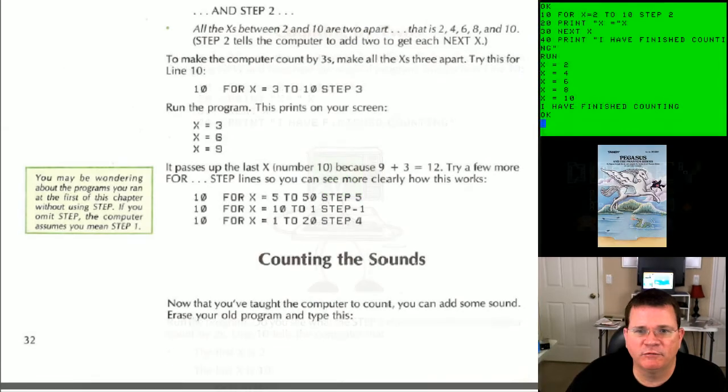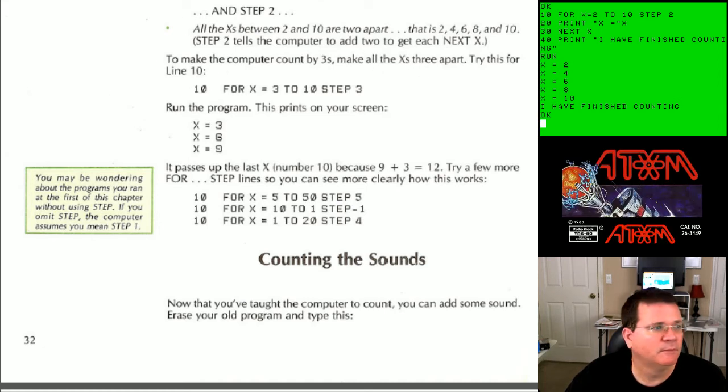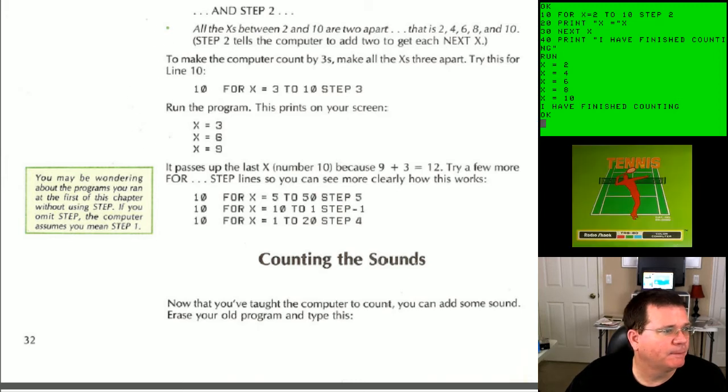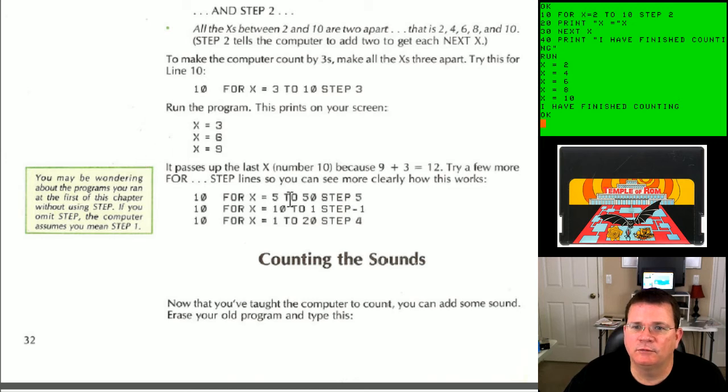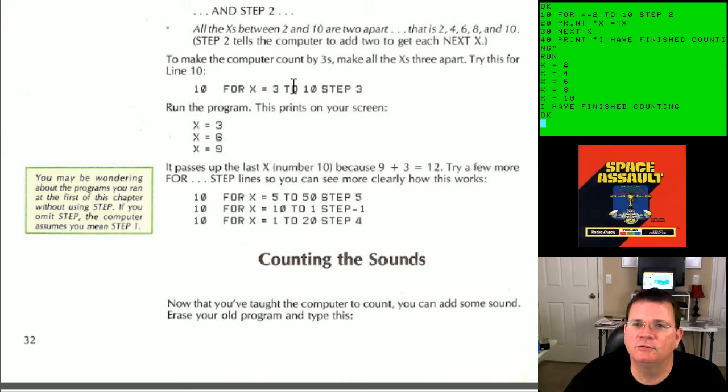And as we look a little bit further down the screen, it's going to suggest this. To make the computer count by threes, to make all the x's three apart, try out this line: for x equals 3 to 10, step 3. And then it's even saying here, try 5 to 50, step 5, and so on. So let's go ahead and try this for x equals 3 to 10, step 3.